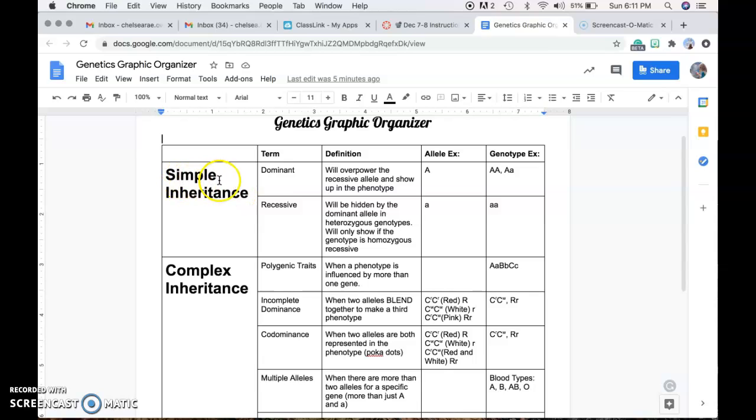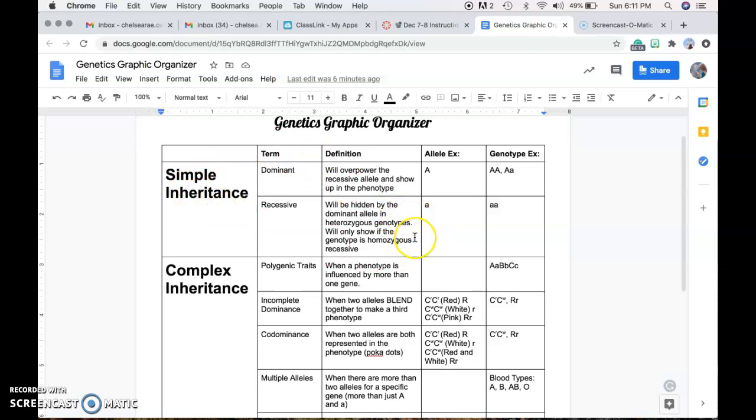When we say simple inheritance, we're thinking about Mendel's pea plants. They're either tall or short, the flowers are either purple or white. There's a dominant gene and there's a recessive gene. And the rule is the dominant will always overpower the recessive allele in the phenotype, so in the physical expression of that gene. The recessive is only going to show up if the genotype is homozygous recessive. Remember, there's 2 types. There's homozygous, which means the same, and there's heterozygous, which means different.